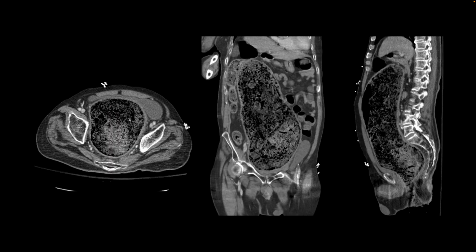This is a patient who presented with constipation, and we can see here that the sigmoid colon is markedly distended with a lot of stool. The wall of the colon is thickened with enhancement, so they probably have some colitis going on there. So this is a case of very severe constipation seen on CT.